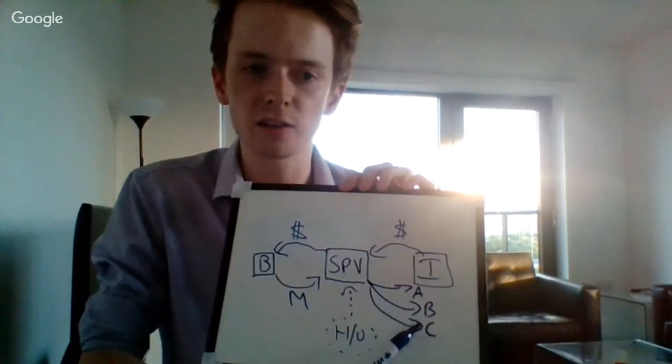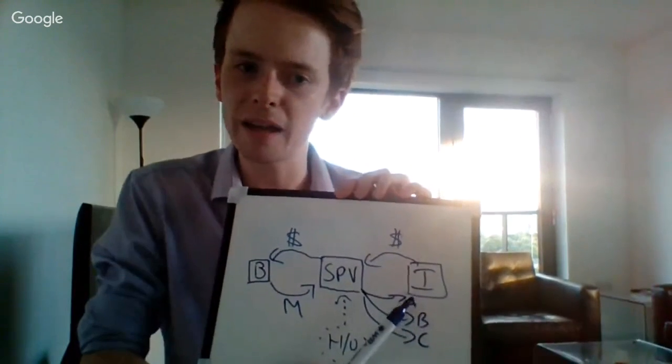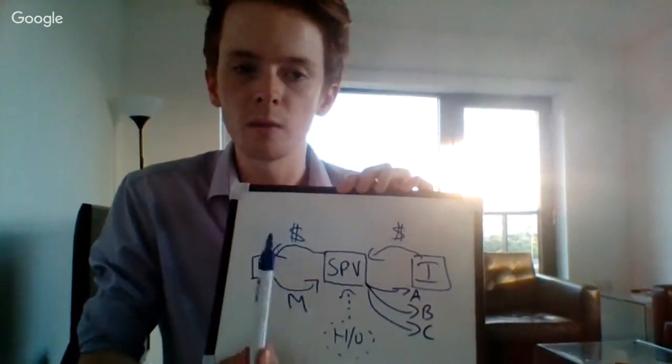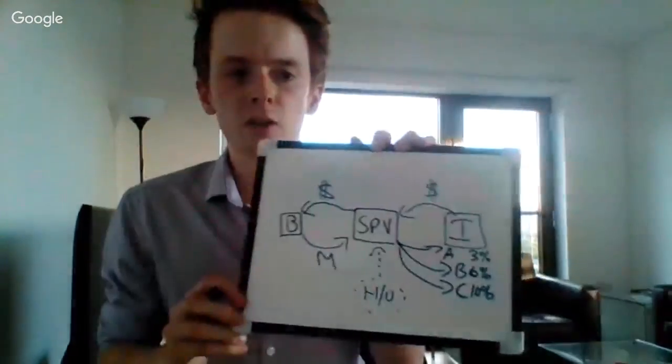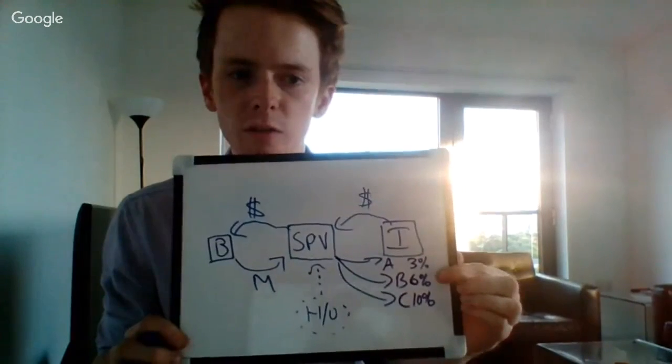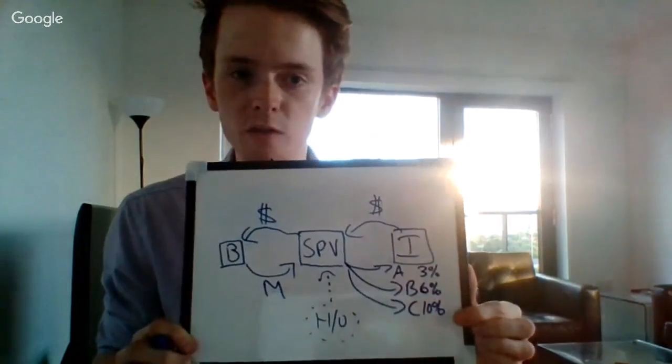So these are all, instead of going to one sort of pool of investors, essentially three different types of investors. They're all paying the same amount of money for one bond, but the different type of bond will carry a different percentage. So for the sake of nice maths, let's say 3, 6, and 10 or something like that. So you have safe bonds, medium bonds, and risky bonds.